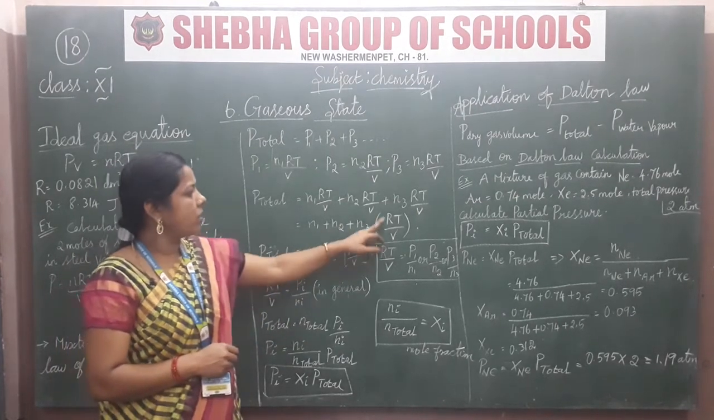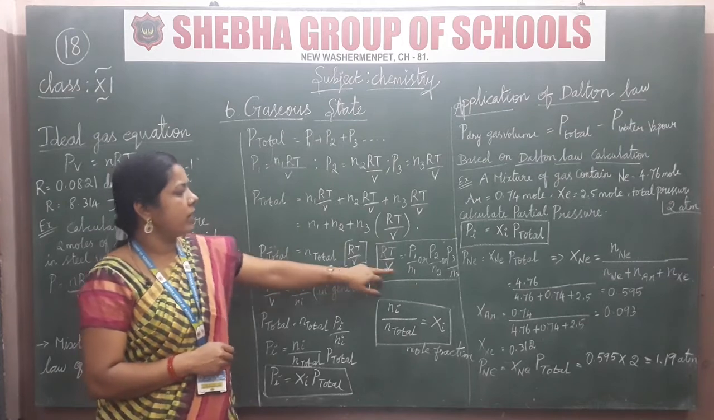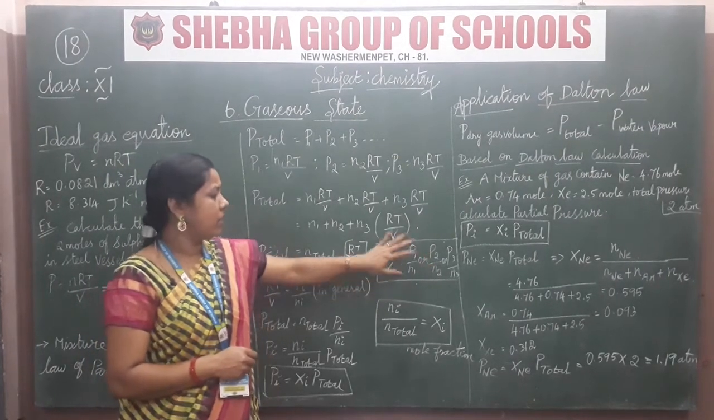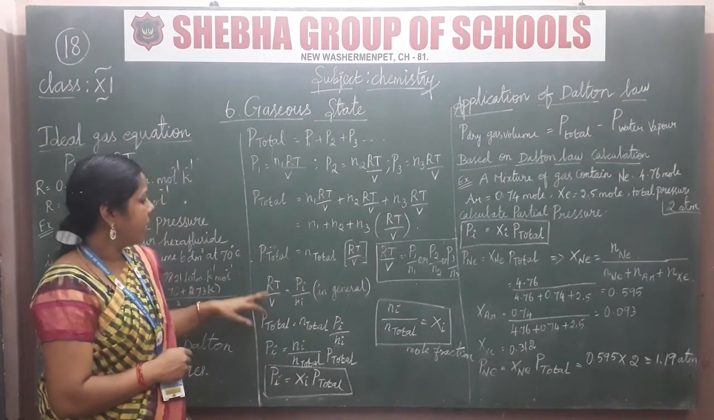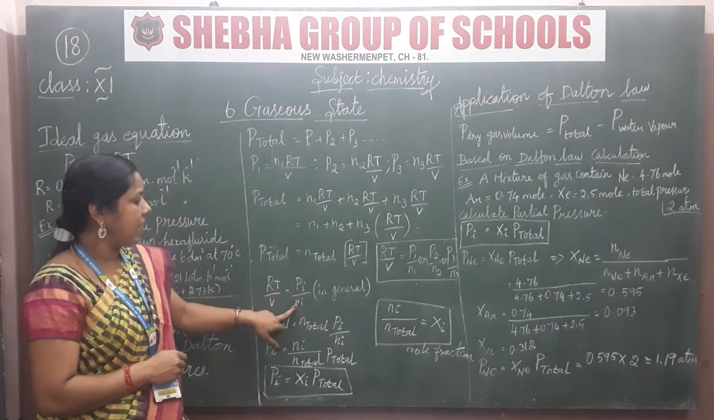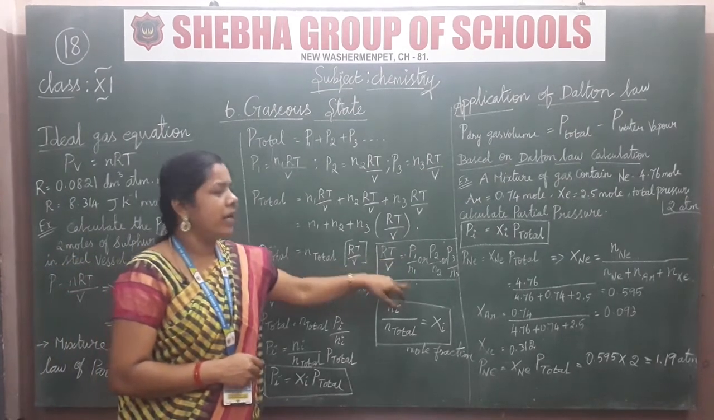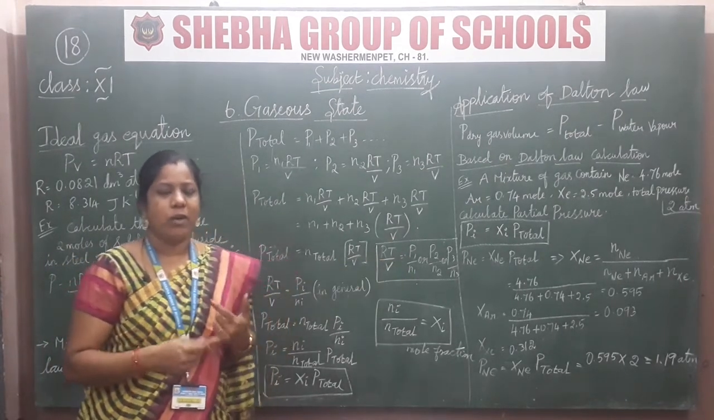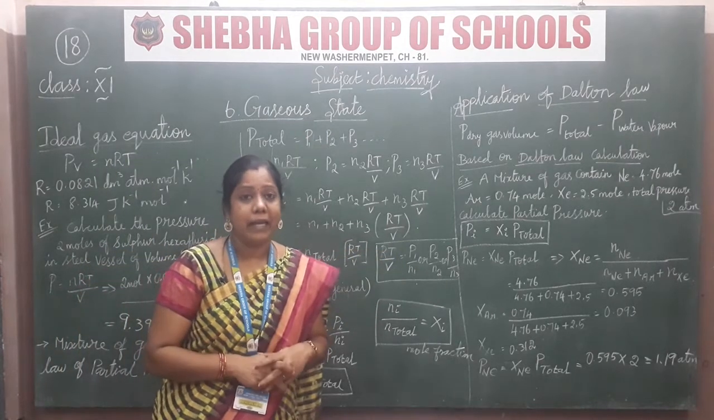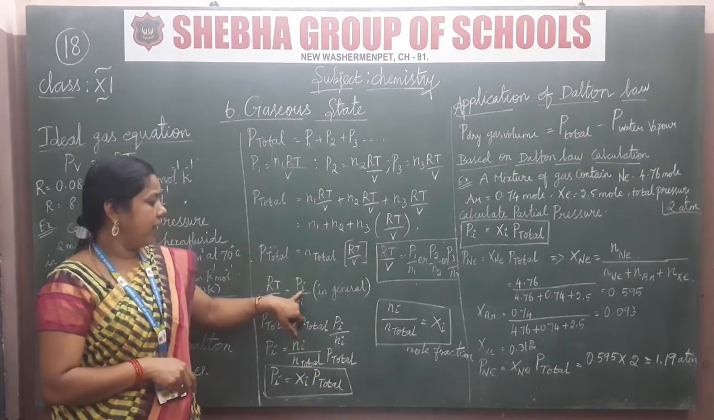Now RT by V. I have already told you about the RT by V values. I am going to use this in the next step. Look, for RT by V we have to write PI by NI, so that we don't write P1 N1, P2 N2 individually, but use a common term for ideal.